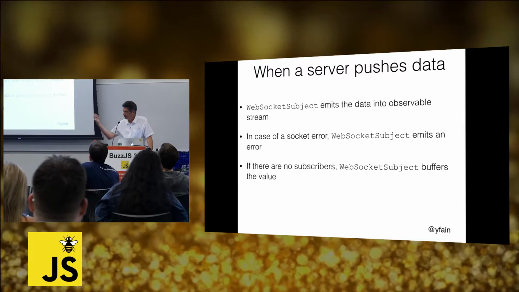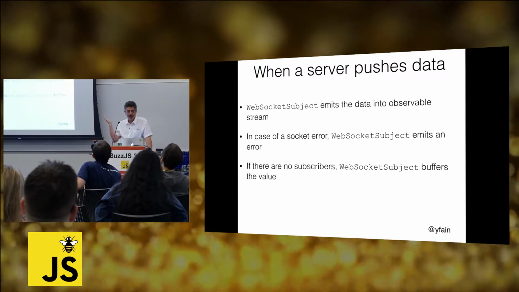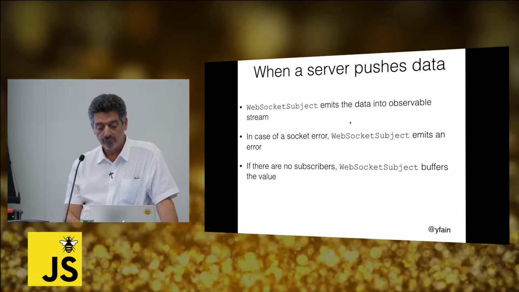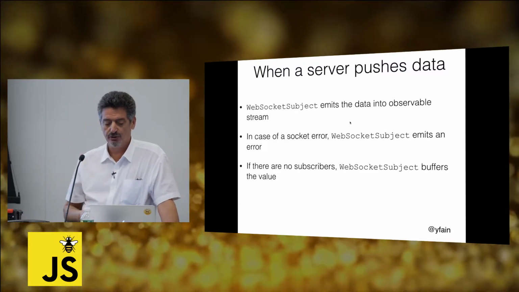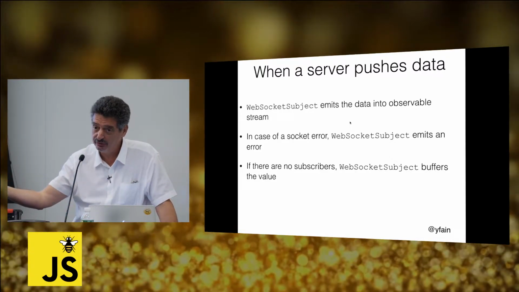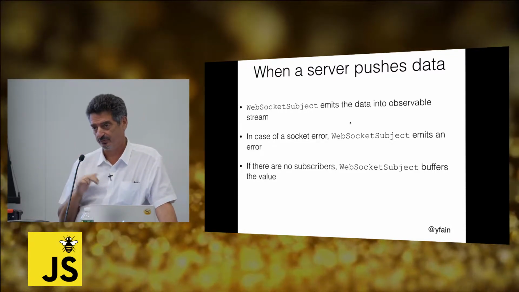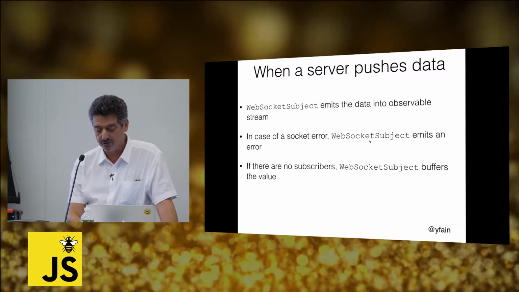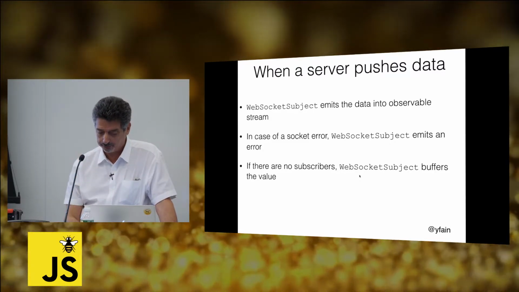When the server pushes the data to you, your client will be subscribing to this WebSocket subject, like you would subscribe to any observable or any subject. The WebSocket, which is sitting under the hood, will emit the data into an observable stream, and you, as a client, subscribe to the stream. Standard procedure. Accordingly, if there is an error, a WebSocket subject emits an error to the subscriber, and if there are no subscribers, WebSocket can buffer the value.